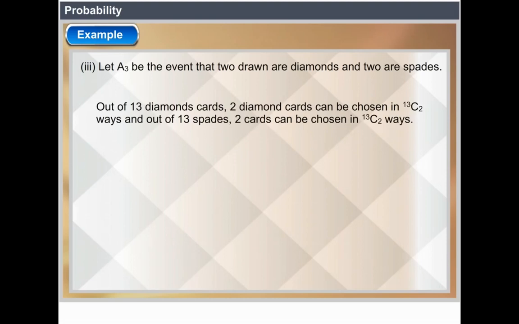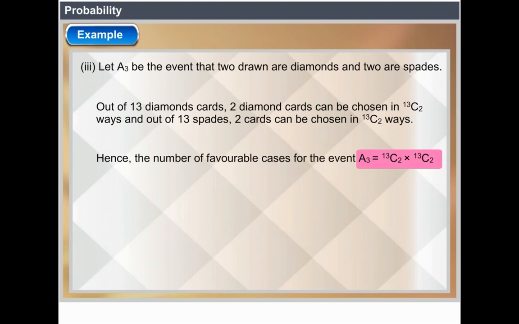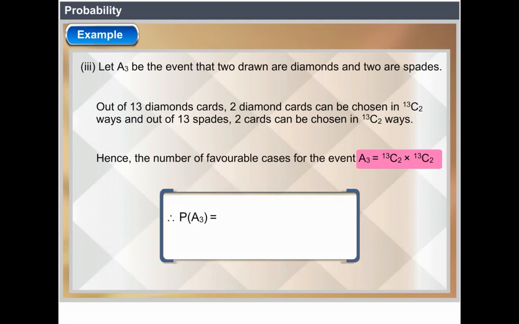Third subdivision. Let A3 be the event that 2 drawn are diamonds and 2 are spades. Out of 13 diamond cards, 2 diamond cards can be chosen in 13C2 ways, and out of 13 spades, 2 cards can be chosen in 13C2 ways. Hence, the number of favorable cases for the event A3 is 13C2 × 13C2. Therefore, P(A3) = 13C2 × 13C2 divided by 52C4 = 0.02247.